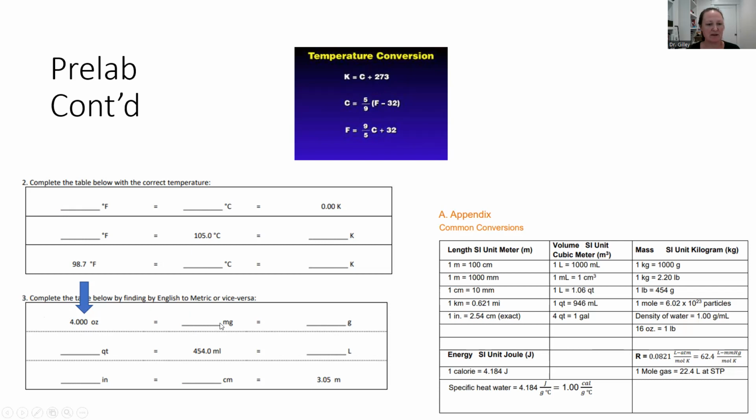To do these unit conversions, you will need the appendix. So I just put a picture of it here, but it's also in the lab manual. And so you can use the appropriate conversion factor, right, to convert from ounces to milligrams. And then remember, there's 1,000 milligrams in a gram, right? So we can practice converting between metric units with different prefixes as well in this section.